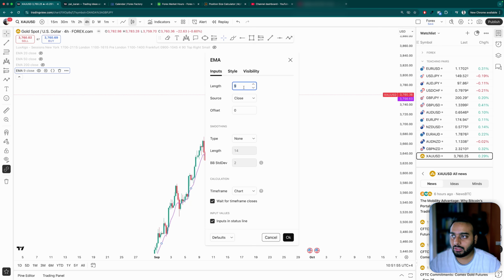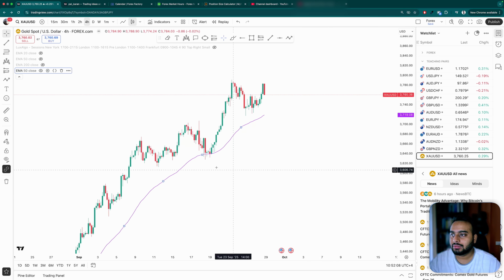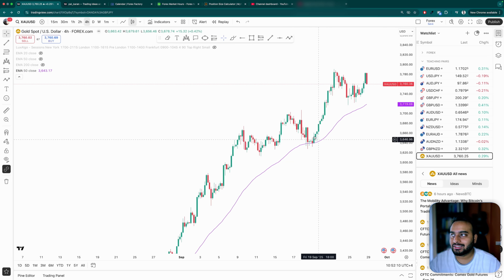So let's say we have a 50 level, right? And the source is close, offset 0, and all of this configuration is going to be the same. And all you do is just add. That's it. You can see a rejection right here, right? I'll just delete it because I already have EMA 50 and EMA 200.